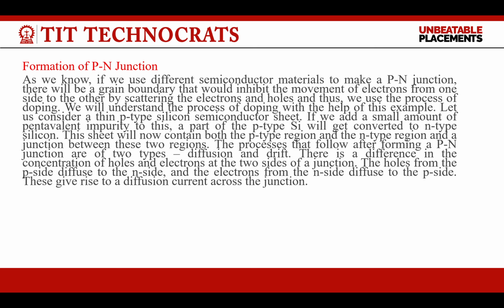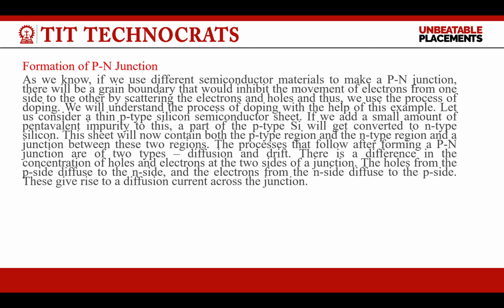We will understand the process of doping with the help of an example. Let us consider a p-type silicon semiconductor sheet. If we add a small amount of pentavalent impurity to this, a part of the p-type silicon will get converted to n-type silicon. This sheet will now contain both a p-type region and an n-type region, and a junction between these two regions is formed.